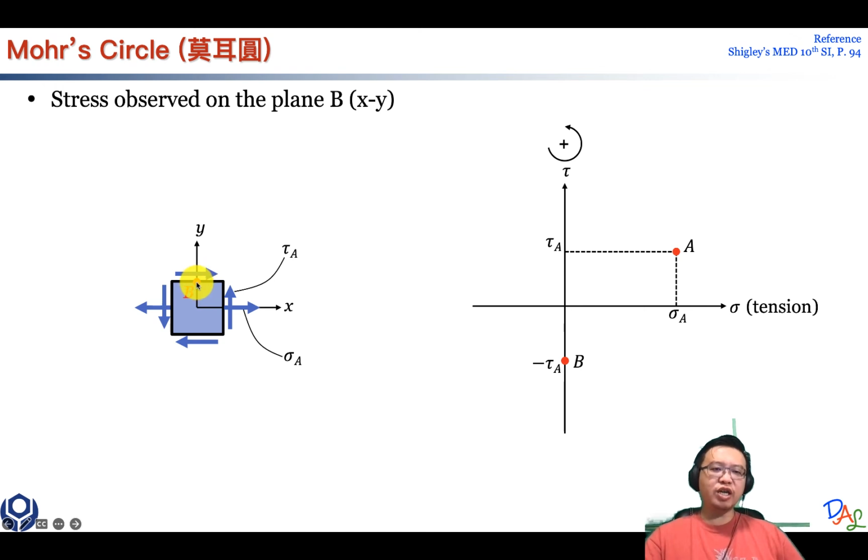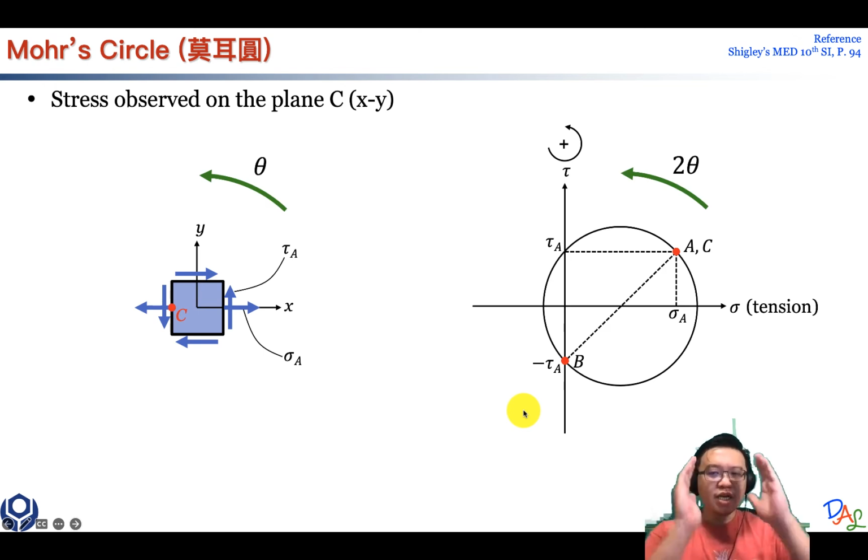You can see in this diagram at the point B, there is no normal force on this plane, but there's a shearing force going clockwise. Since we define the shearing force as positive if it's counterclockwise, and this one has a clockwise shear, it should have a negative magnitude. So we plot the B point right here because it has a negative tau shearing stress and no normal stress. That's why it's right on top of this y-axis.